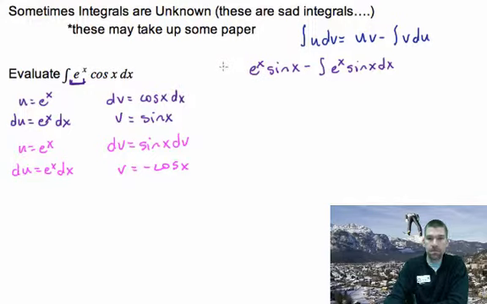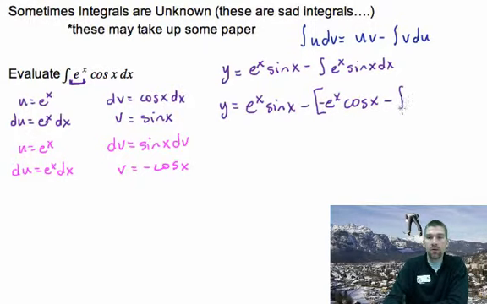So here we go. By the way, this is y equals. So now y is going to equal e to the x sine x minus, and looky right here what we've got. We need u times v. So that's going to be negative e to the x cosine x, minus the integral of v du. And looky here, we're minus e to the x cosine x dx. All right. Well, now what do you do?